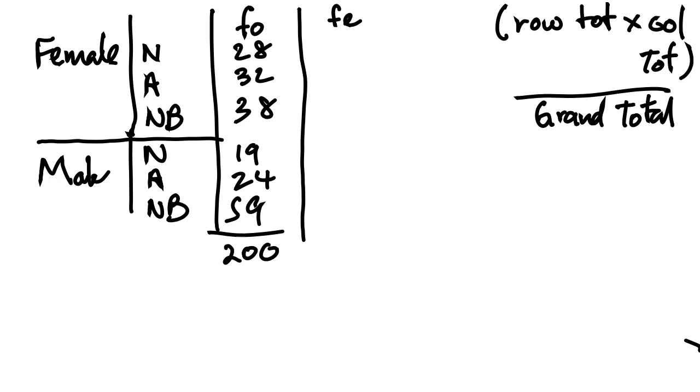All right, so let me just show you how this works, and it will give you an idea of how to use this. So let me erase this to get some space. Row total times column total over grand total.